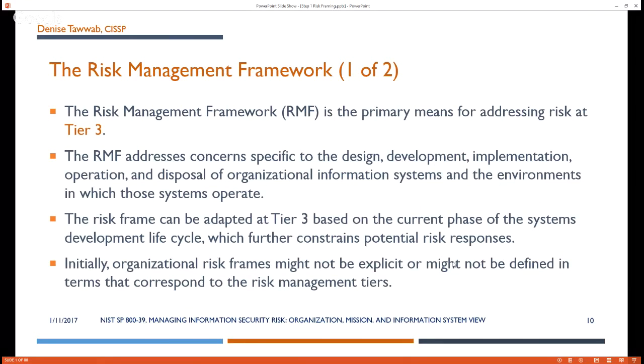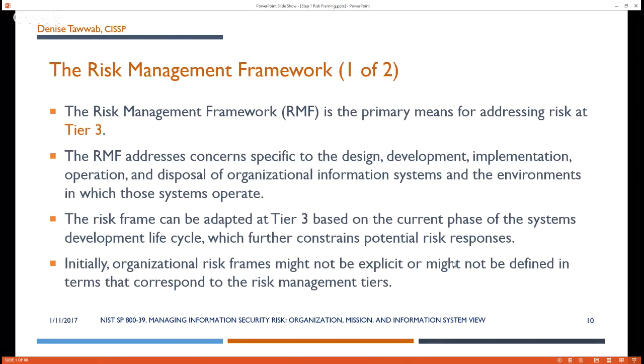So now we've moved away for a minute from talking about the risk management process, which is covered in this Special Publication 800-39, to talk briefly about the risk management framework, which is covered in NIST Special Publication 800-37, just to give you some context. And this will be a brief side road. Okay, so the risk management framework is, again, the primary means for addressing risk at tier three at your systems level. So the risk management framework addresses concerns that are specific to design, development, implementation, operation, and disposal of systems and the environments in which those systems operate.